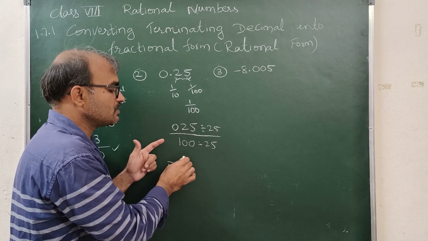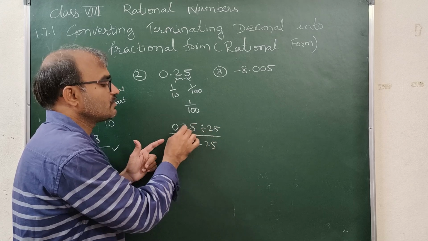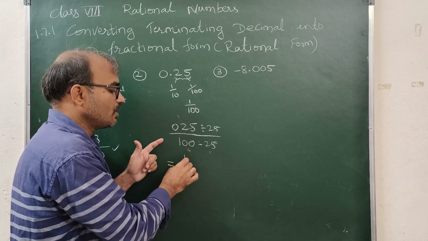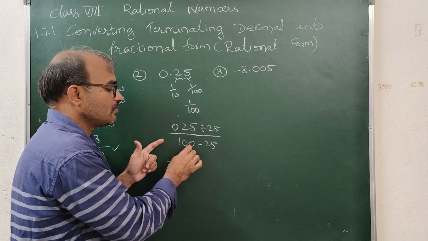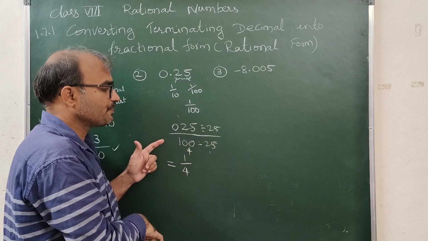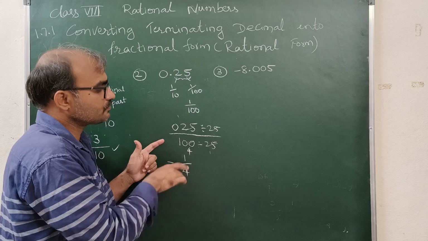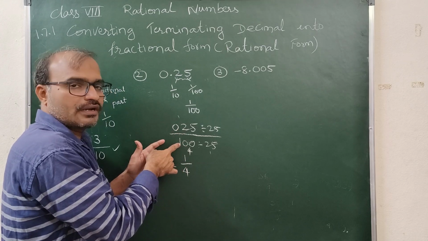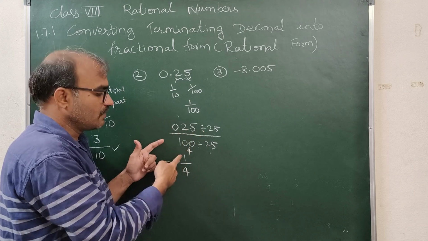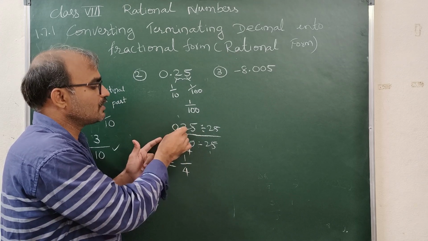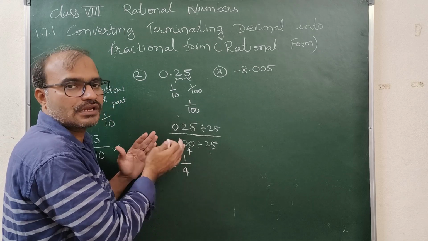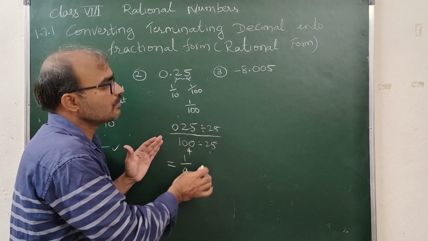25 ones are 25, 25 ones are 25. So in the numerator 1 will remain, and in the denominator you get 4. So it is 1 by 4. If you imagine, out of 100 parts, if you are given 25 parts, how much do you get? 1/4 you will get. So 25 by 100 and 1 by 4 are called equivalent fractions. They represent the same value, right?